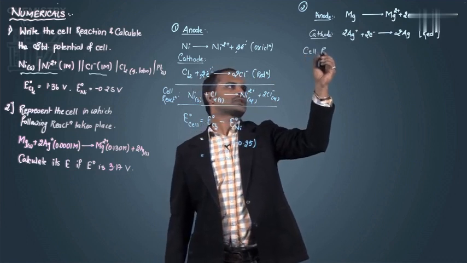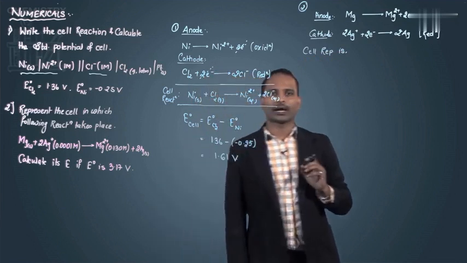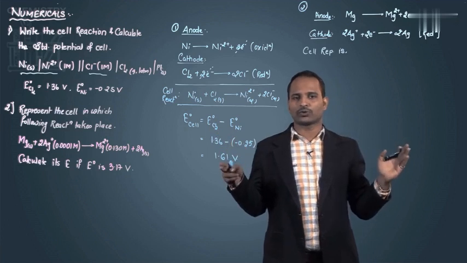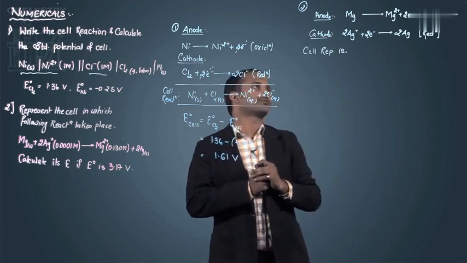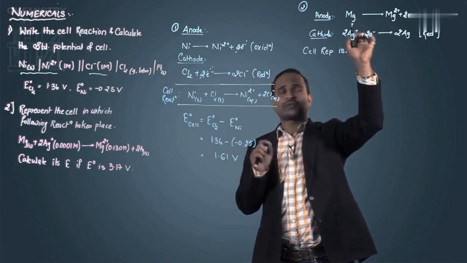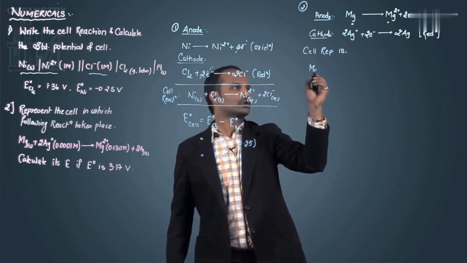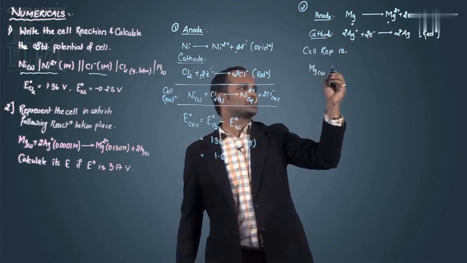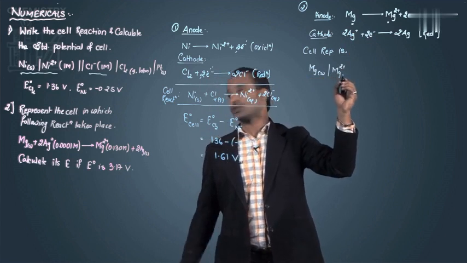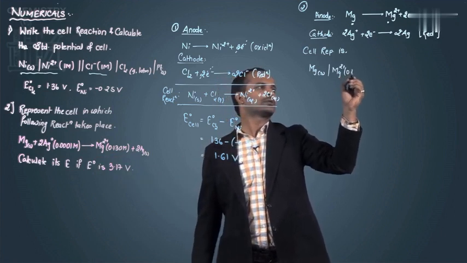So the cell representation: first we have to start with the anode. While writing a cell, the extremes are going to be the electrodes, and in between we write the ions. So first the electrode, starting with the anode. This is the electrode and this is the ion. So it starts with magnesium, Mg, solid state, then Mg2 plus. If you know the concentration then you have to write the concentration. It is given Mg2 plus 0.130 molar.